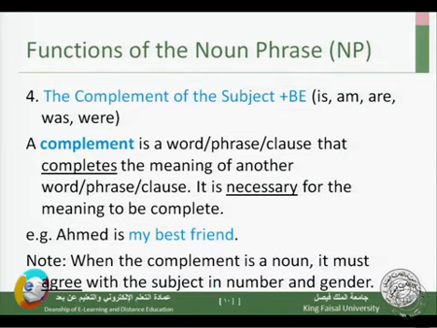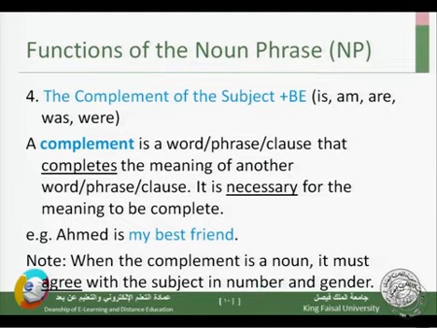We need this for the meaning to be complete. We can't say Ahmed is, full stop. Okay, we can't just end the sentence with Ahmed is. We need something more. Alright, so it completes both the subject and the verb to be, is. So without my best friend, the meaning is incomplete, and the sentence will be ungrammatical. We can't drop the noun phrase here and keep the sentence grammatical. No, we can't do that. So Ahmed is my best friend. My best friend is the complement of the subject Ahmed and the verb to be, is.